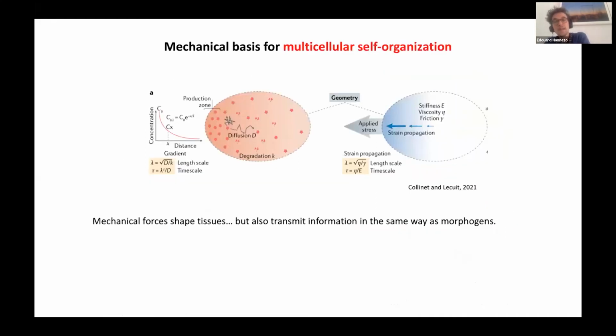But interestingly, and particularly relevant to us, it has become apparent that mechanical forces don't just shape tissues; they're not just effectors of tissue deformations, but they can also transmit information exactly in the same way as morphogens.